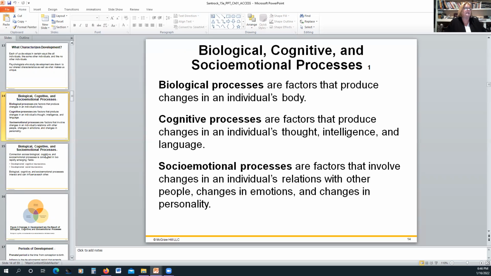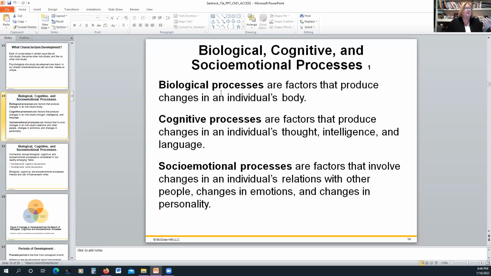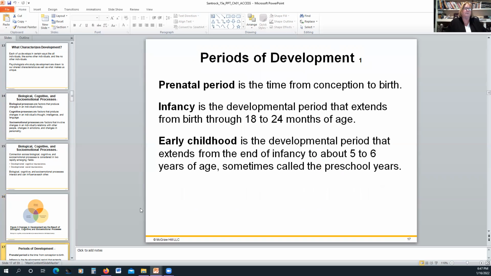We look at these as the domains of development, where we see development. If you look at your textbook, we are going to look at the biological or physical, cognitive, and socio-emotional processes at every age group. Your domains of development are the biological, the cognitive, and the socio-emotional. They are all separate processes, but they all interact with each other. The biological very much influences cognitive and socio-emotional. The socio-emotional affects the other things. They all have an effect on each other. Those are your domains of development.